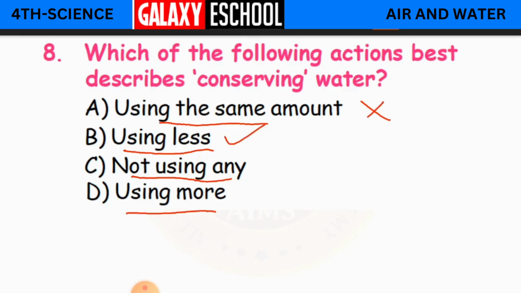Using less, as I said now, is the right option. Try to save water by using it less. And not using any is also wrong, because it is not possible. Without water we cannot live, and our daily activities cannot be done. Using more is also a wrong answer. If we use more water, how can we save then? So B is the correct answer, that is using less. You also try to practice this habit, children, because we have to save water.